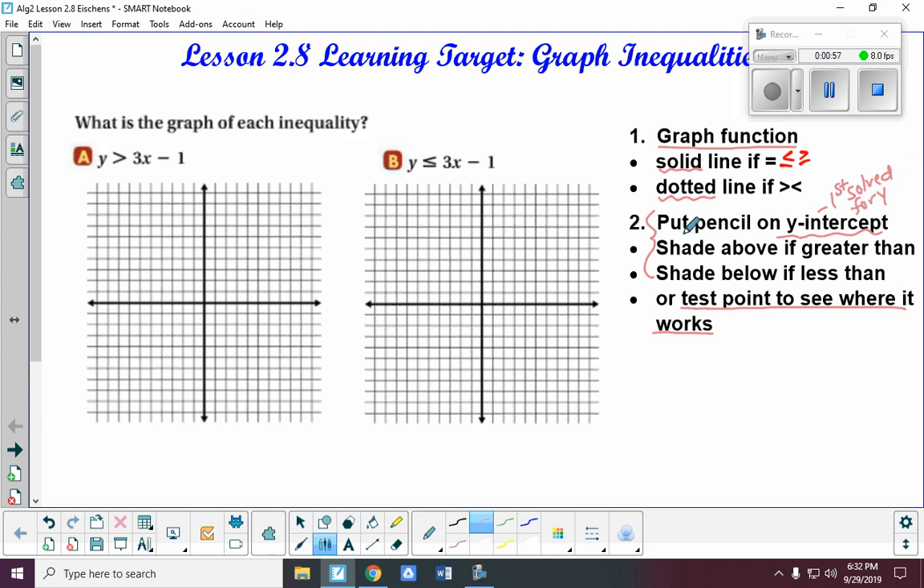And what you do is you put your pencil on the y-intercept, and you shade above if y is greater than, and you shade below if y is less than. And I will show you that as we go here.